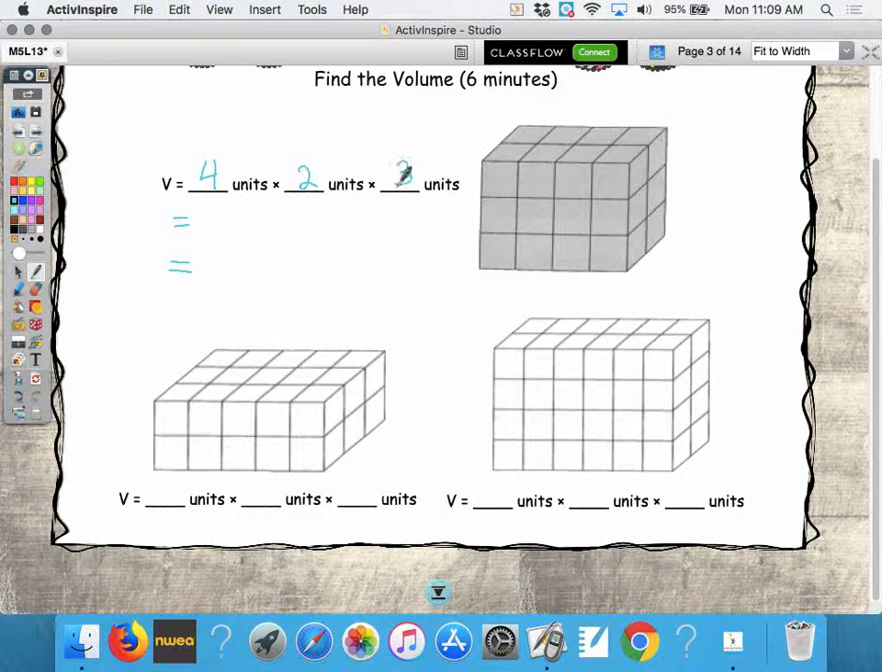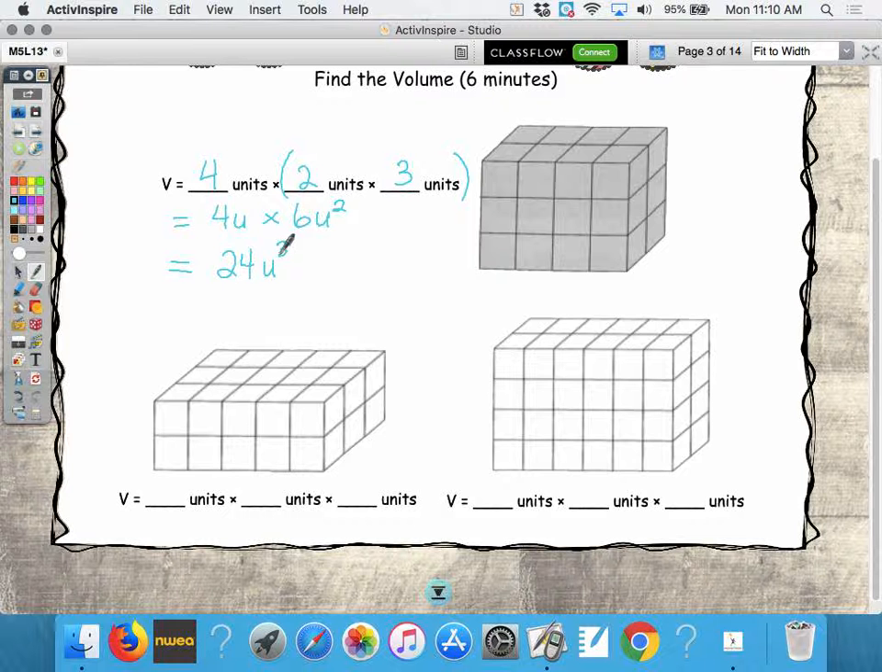Okay? So how would you group the numbers, Beverly? There's no right or wrong answer. What would you do? I would do 2 times 3. Okay, so here's how you write it. 4 units by 6 square units. And then 4 times 6 is 24 units cubed, because this is volume, cubic units, okay?